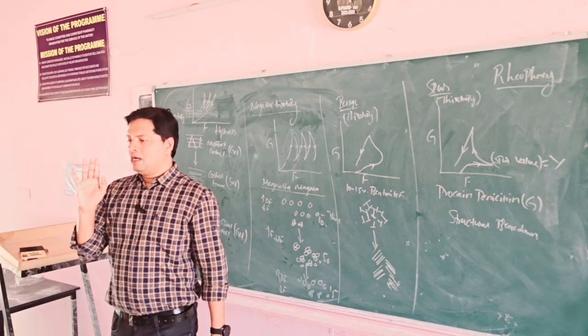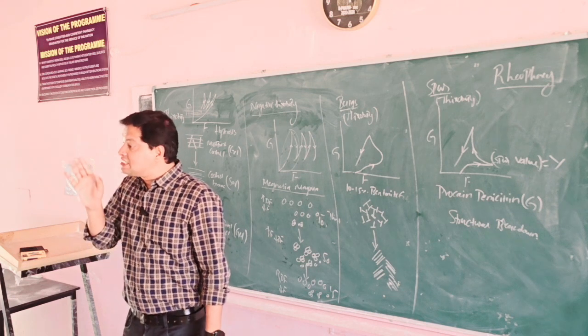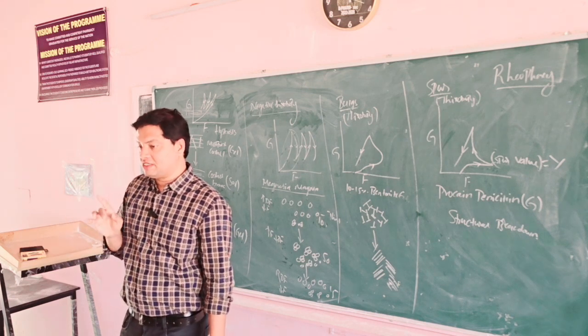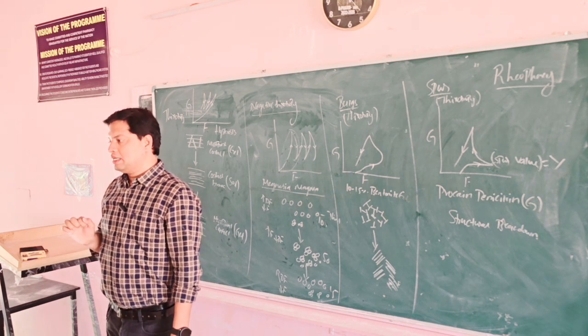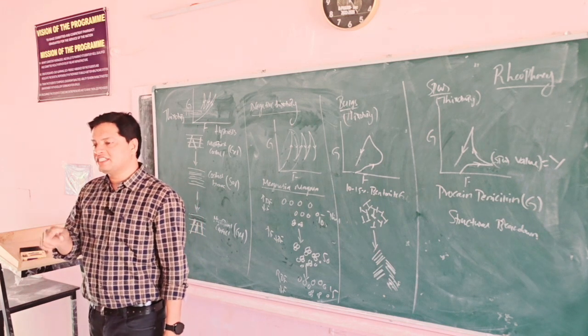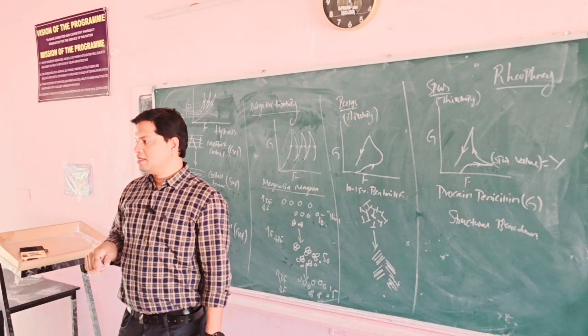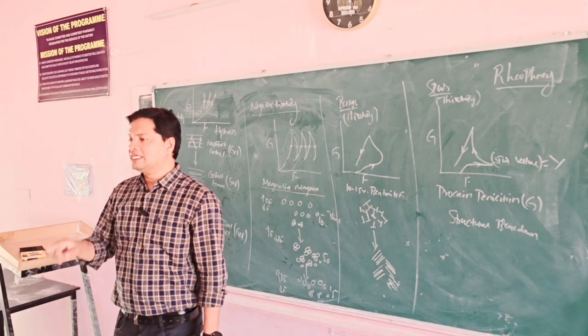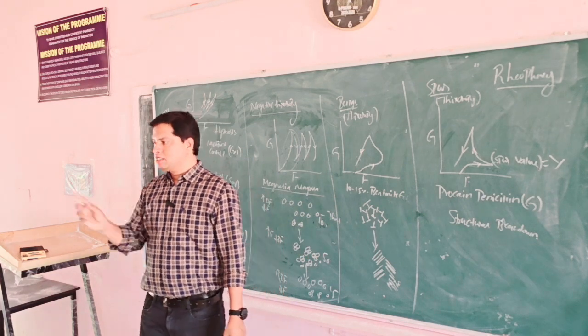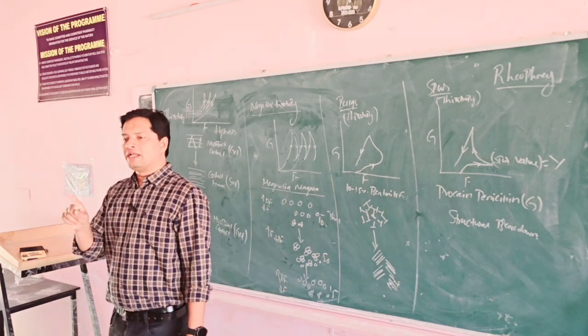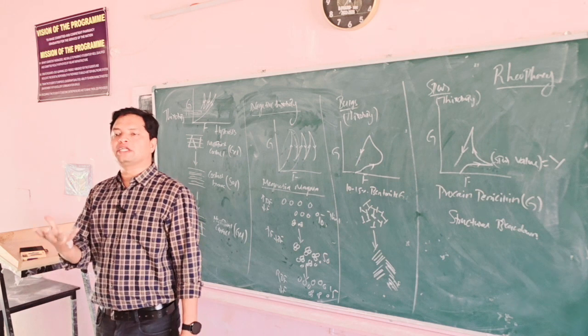Your dilatant flow is also a type of rheopexy. What happens in dilatant flow? Is it shear thinning or shear thickening? Shear thickening. Dilatant flow will become thick. This one is also becoming thick. So both are the same. Remind me in the lab, I will show you dilatant flow.